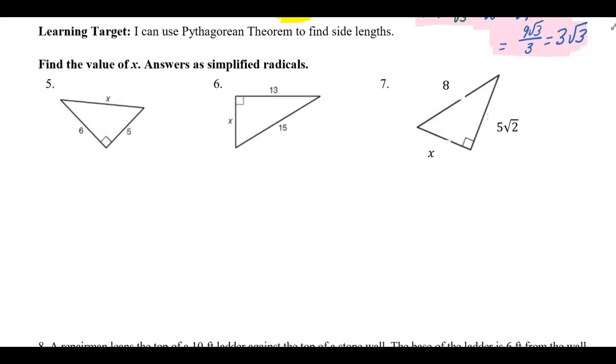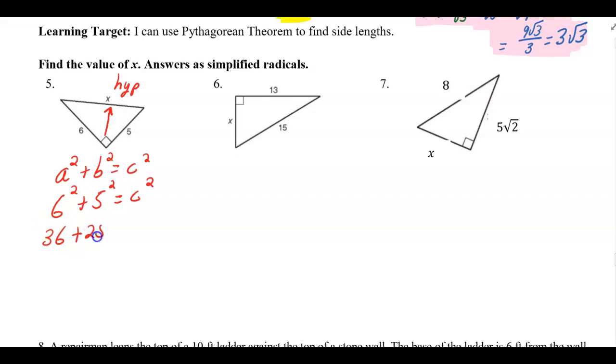So the goal of these 3 problems is to use the Pythagorean Theorem, which is leg squared plus leg squared equals hypotenuse squared. Some people like to say a squared plus b squared equals c squared. Remember, c is always the hypotenuse. So in this particular problem, it would be 6 squared plus 5 squared is c squared. So 36 plus 25 is c squared.